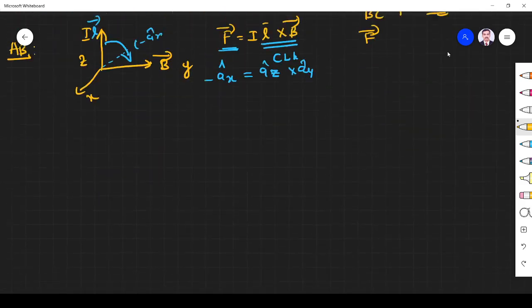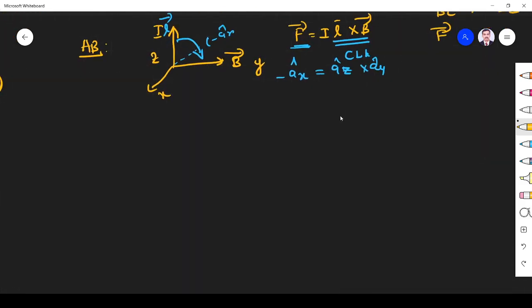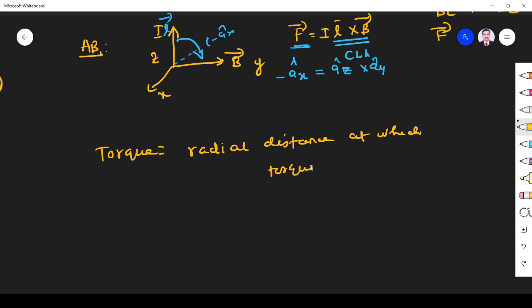Okay, so how it happens, let us see. Right, so this is what torque. So what is torque? Torque is the radial distance at which torque acts multiplied by tangential force, right? So torque is a vector quantity because it is a rotational force.